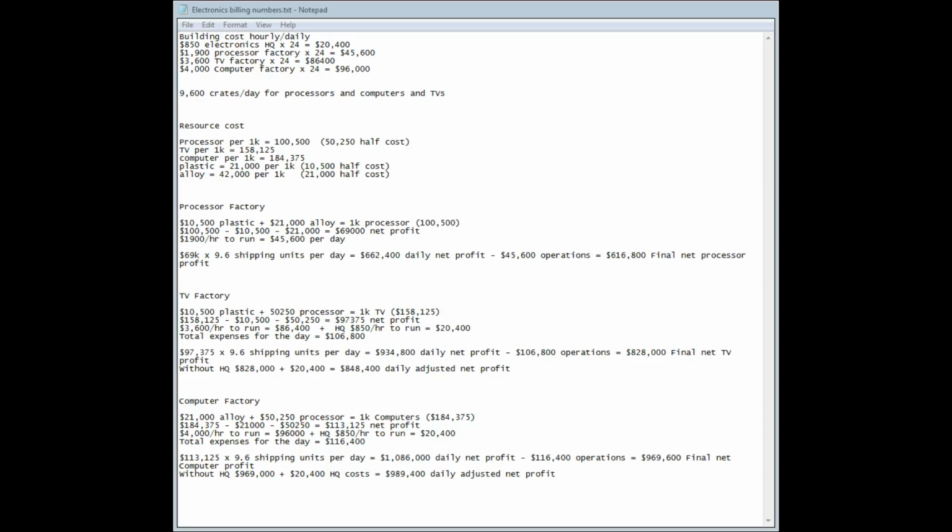From there, you have to take the hourly expenses needed to run the computer factory. It's 4,000 an hour for the plant itself, 8,500 an hour for the headquarters, which gives you a total expense for the day, 24 hours, of $116,000.